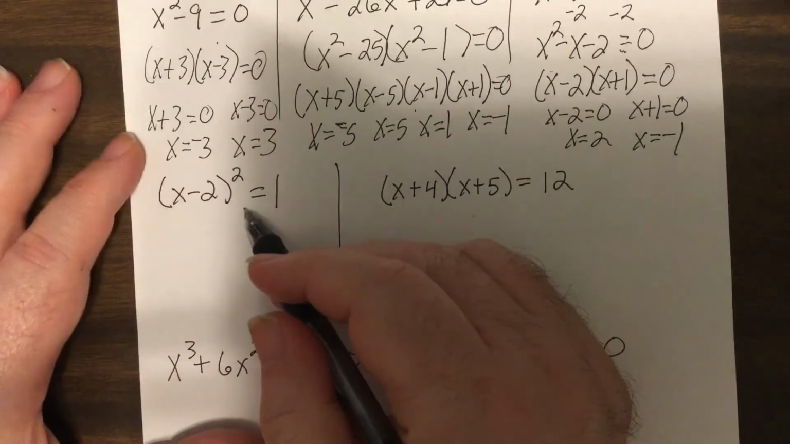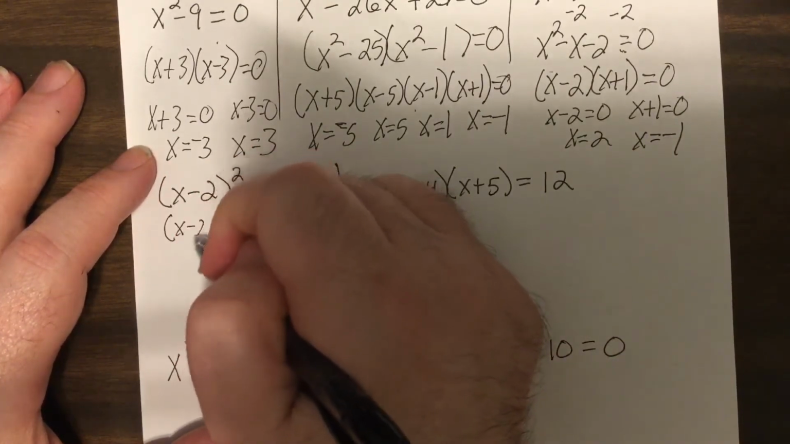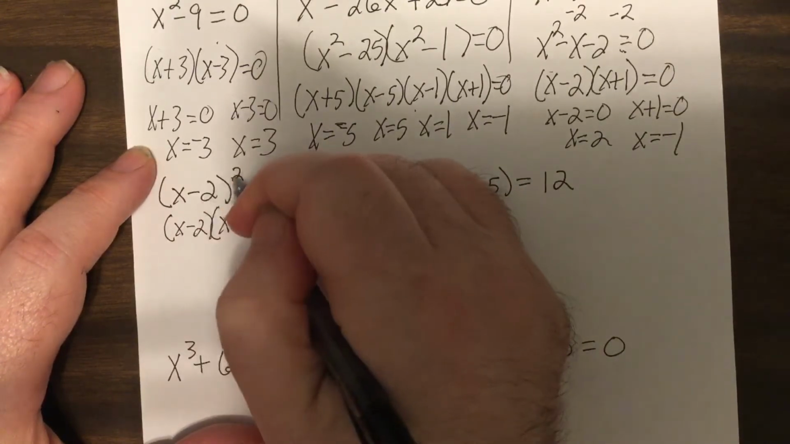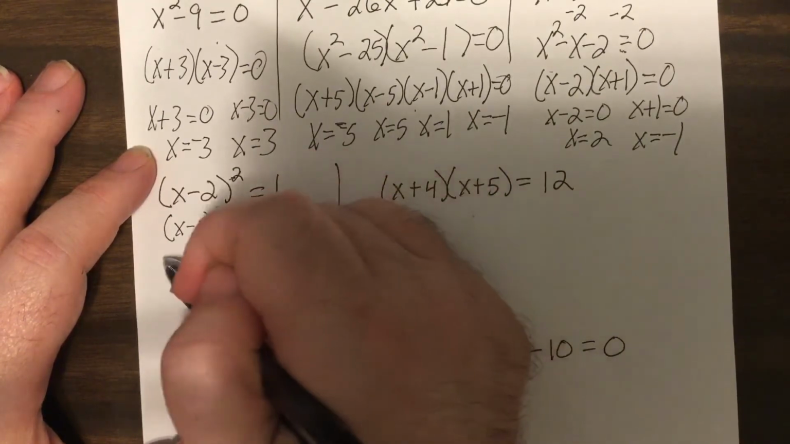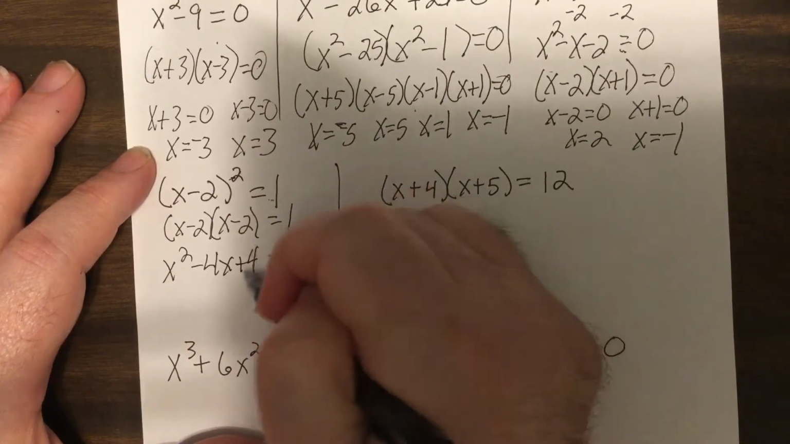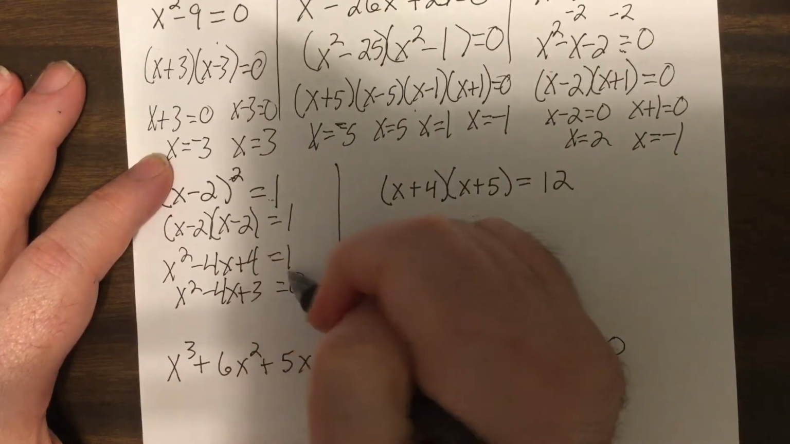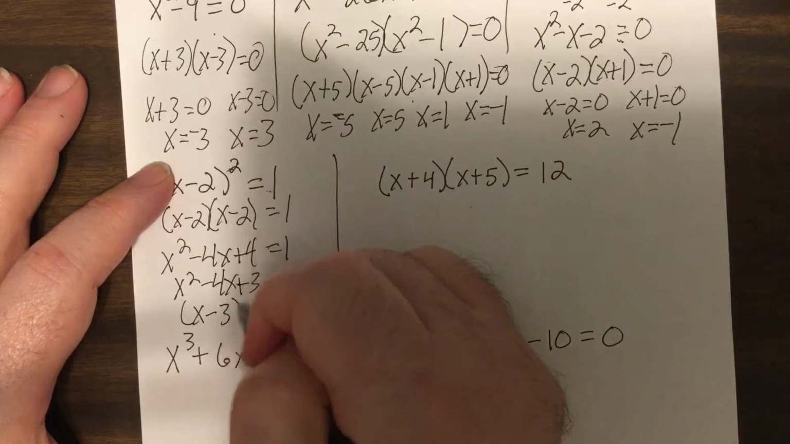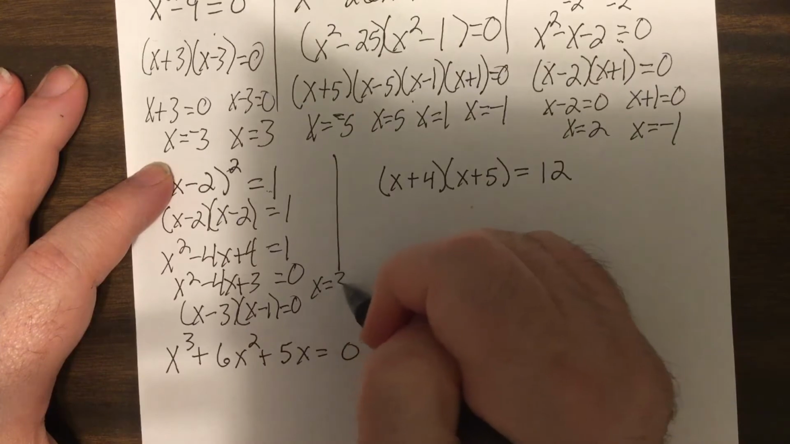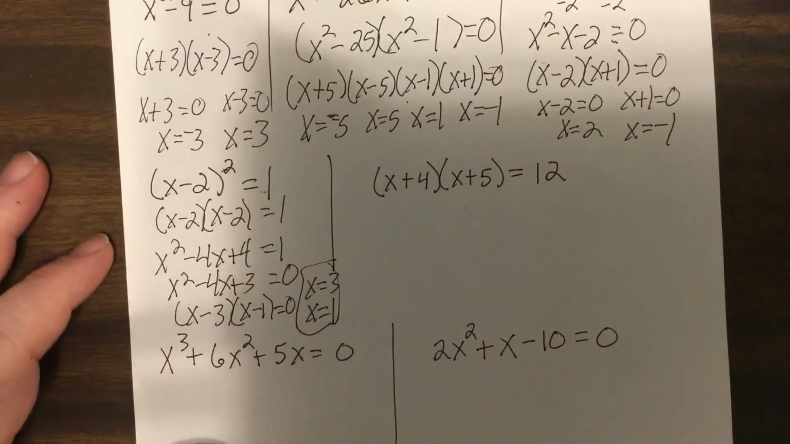Now, these are challenging. It's not equal to 0, so I gotta simplify this so I can write it as a polynomial so I can get it equal to 0. Now remember, when it's a square, you write it twice. So it'd be x squared minus 4x plus 4 equals 1. So then I subtract 1 to get it equal to 0. Now I factor, so it's x minus 3, x minus 1. So x equals 3, x equals 1. Kind of skipped a step there, my kids, because I ran out of room.